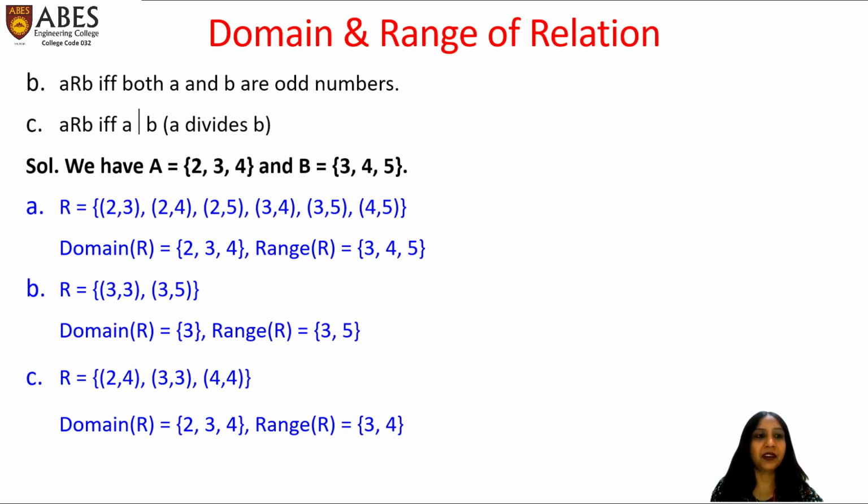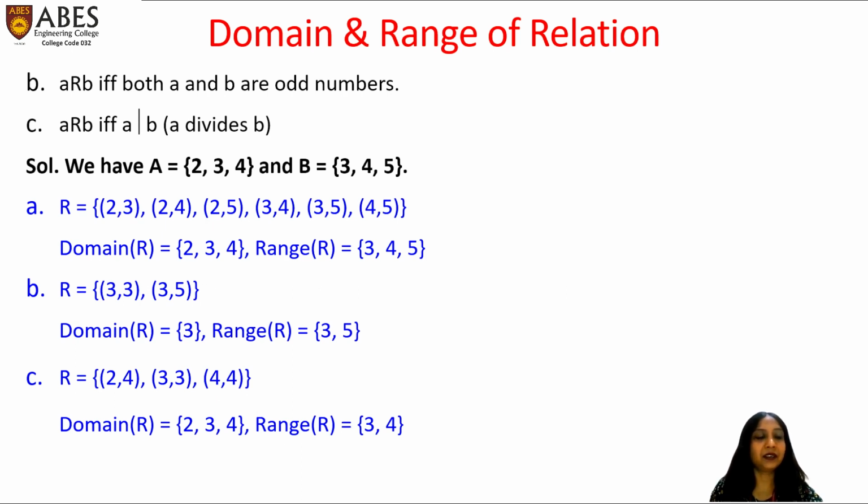In the second, we are finding a is related to b if and only if both a and b are odd numbers. So first of all, we will find the pairs: (3, 3) and (3, 5) will come in this. The domain will be 3 and the range will be 3 and 5.